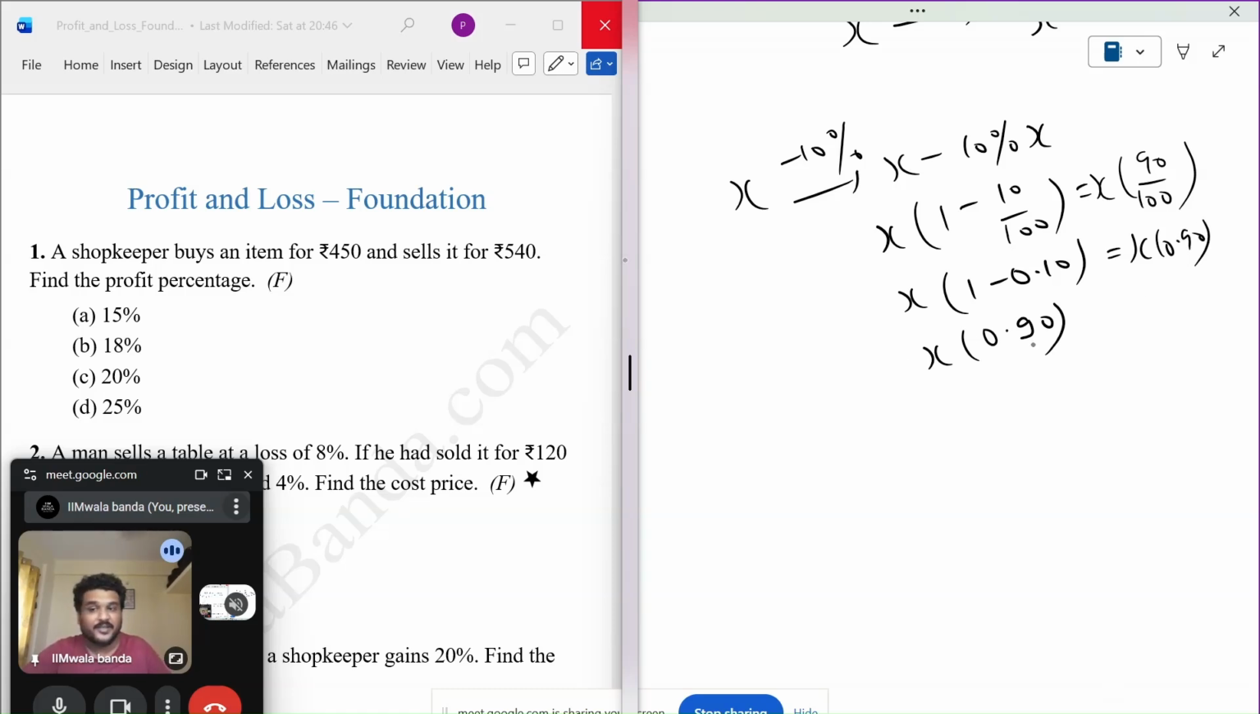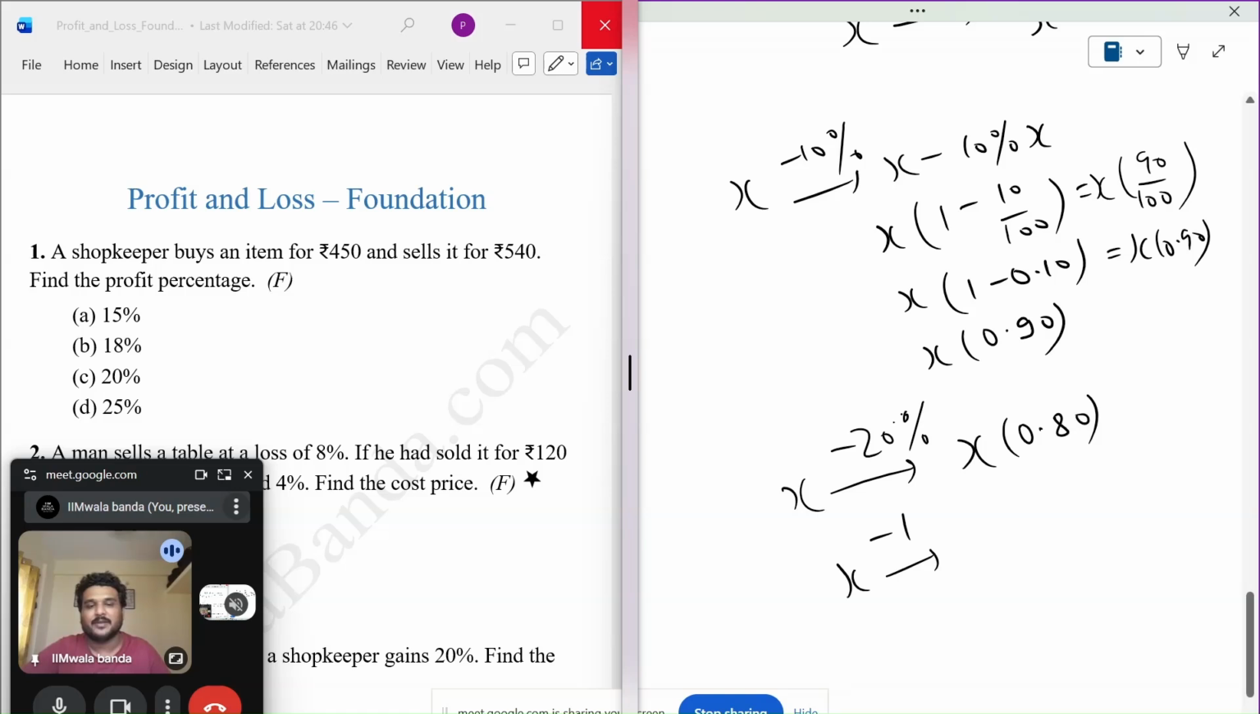Multiplication factor is 0.90. Why? You've seen it, but how to remember it? Whatever it is decreasing by, I know it has to be 0 point something because it is decreasing. Whatever it is, just subtract it from 100 and put it as point that number. So if I'm decreasing, let's say something by 20%, I know it has to be 0 point something, and 100 minus 20 is 80. So 0.80.